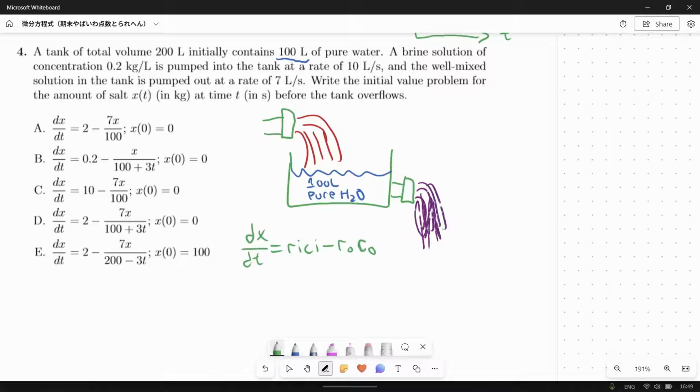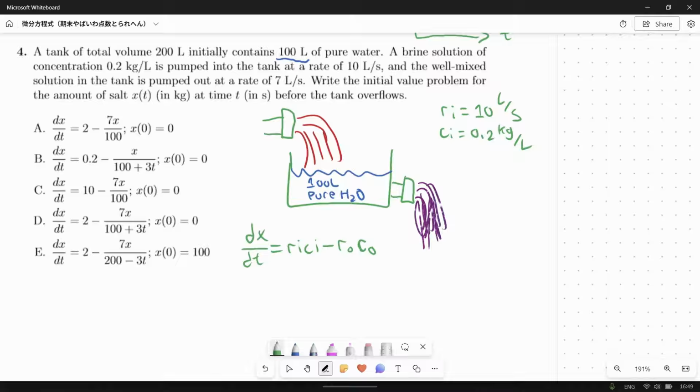And then usually for questions like this, they give us some of the values beforehand as well. So we know that the rate in is given to us in this form, where it tells us that a brine solution of concentration 0.2 kilograms per liter is pumped into the tank at 10 liters per second. So that tells us that our rate in is going to be equal to 10 liters per second, and our concentration in is going to be 0.2 kilograms per liter. And so we have two of those things taken care of.